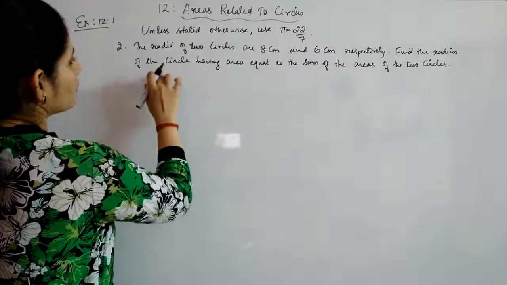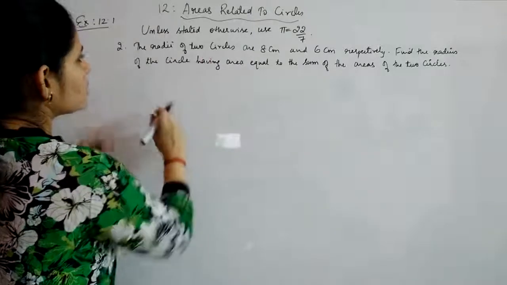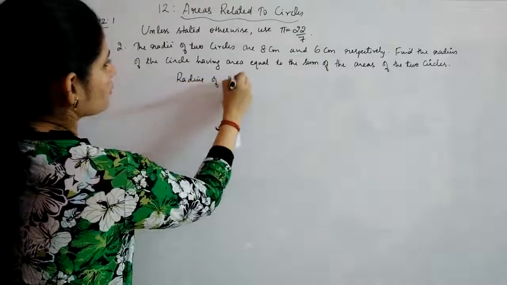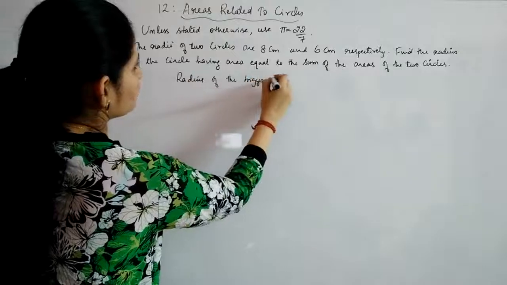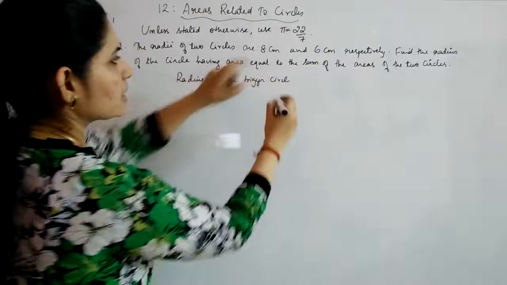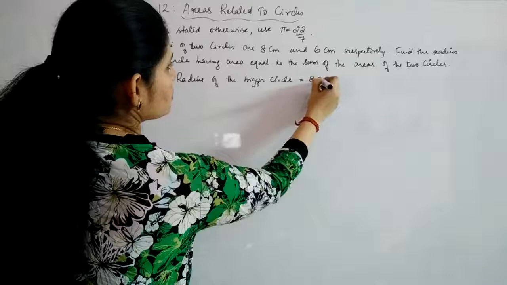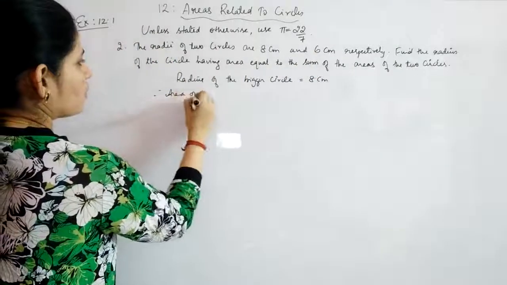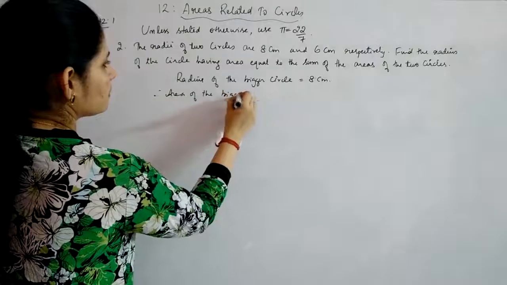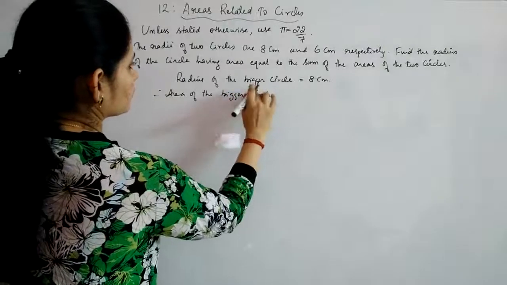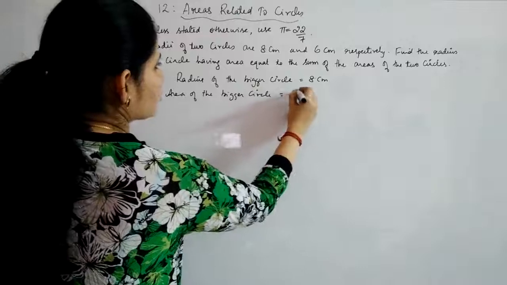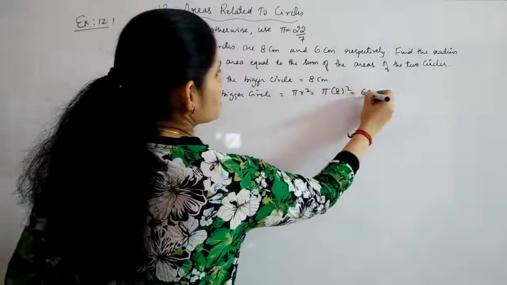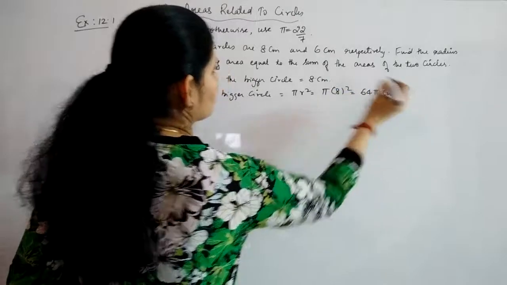Let us not take r1 and r2, we will just take the radius of the bigger circle, that is the circle with the bigger radius, is equal to 8 centimeters. So we will get the area of the bigger circle will be pi r square. Here it is pi into 8 square, which is equal to 64 pi centimeter square.